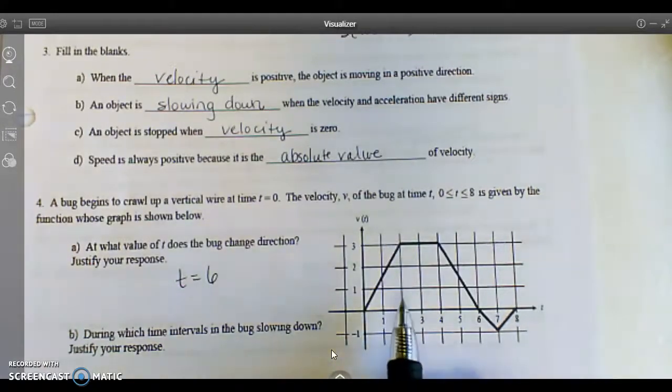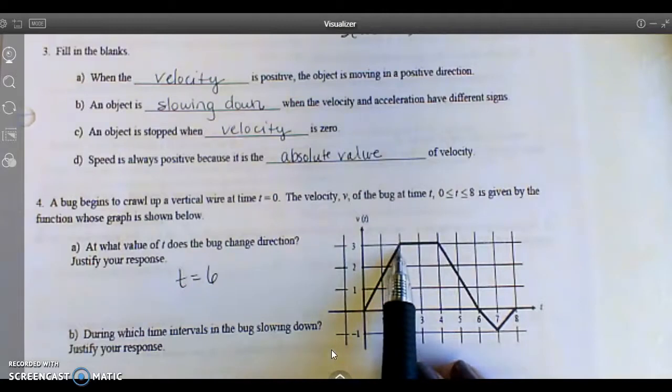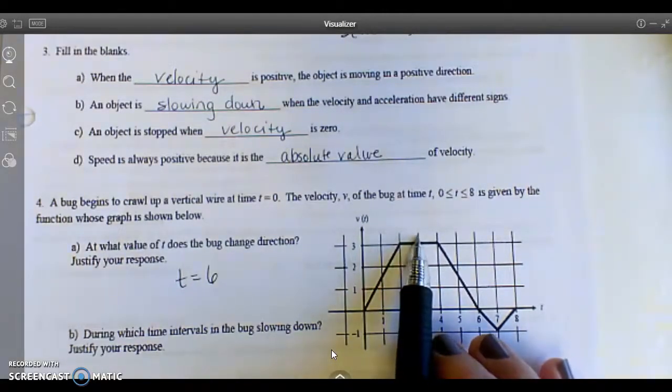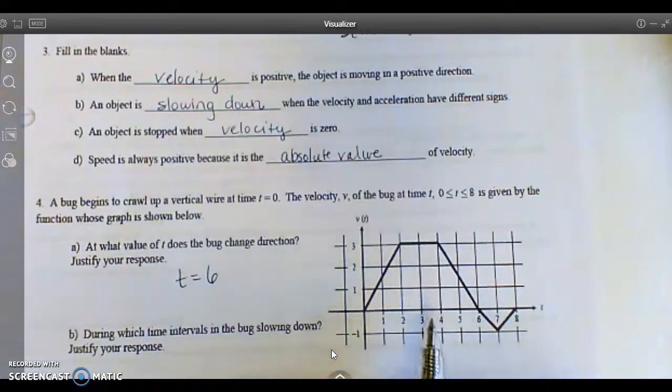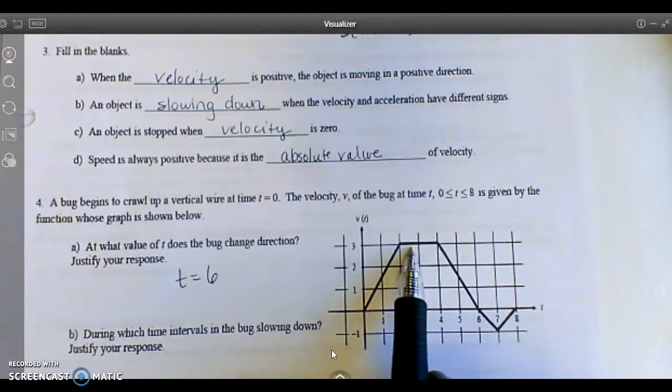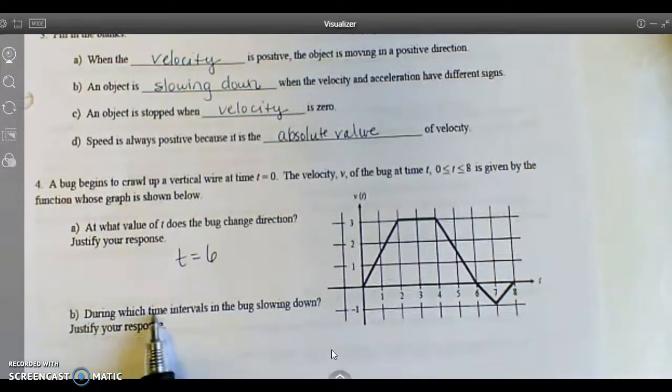If I want to know what's the velocity at 2, it's 3. The velocity at 3 is 3. It just means that that's how fast it's moving at that time. It's not stopping even though it's flat, because this represents velocity. Okay? During which time is the bug slowing down?